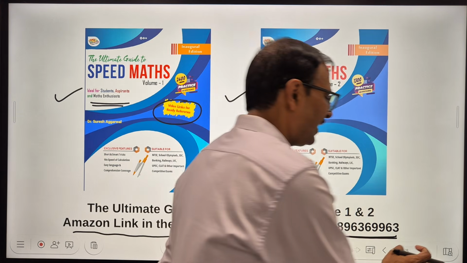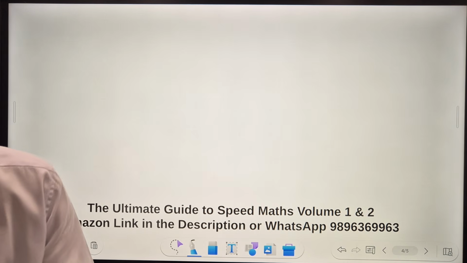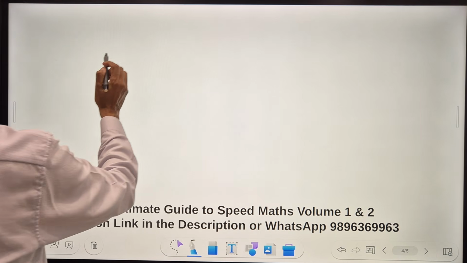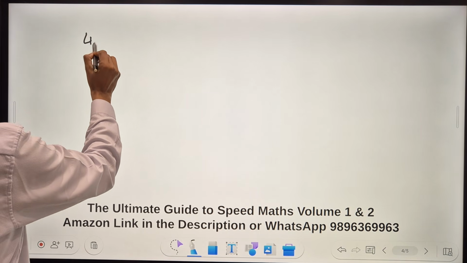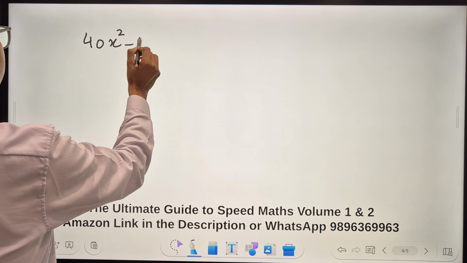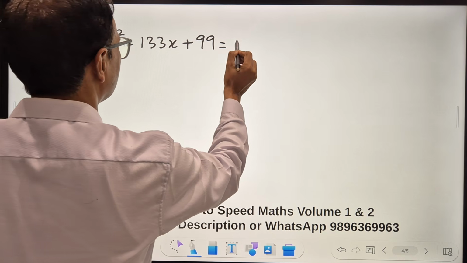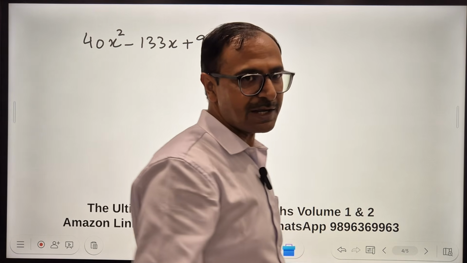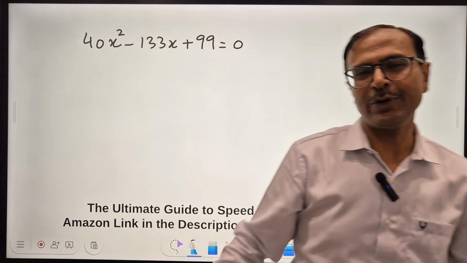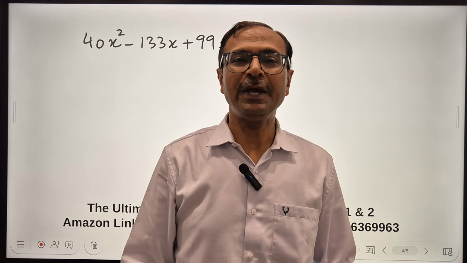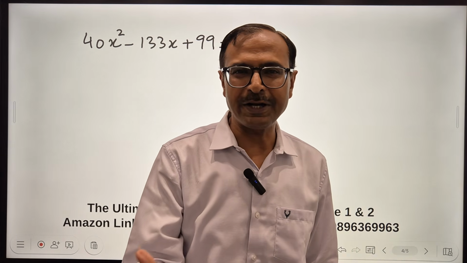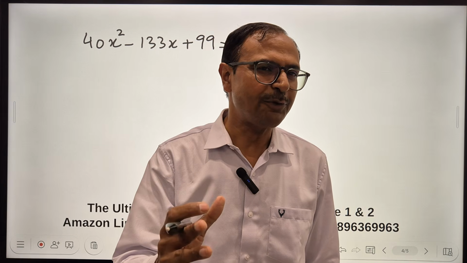So friends, let's do one more question and understand the method in a much deeper fashion, because I'm going to take up huge coefficients now. 40x square minus 133x plus 99 equal to 0. Now anybody is going to get scared when you see this equation. It is like, such big coefficients, how do we split the middle term? And I'm going to do it easily for you here.